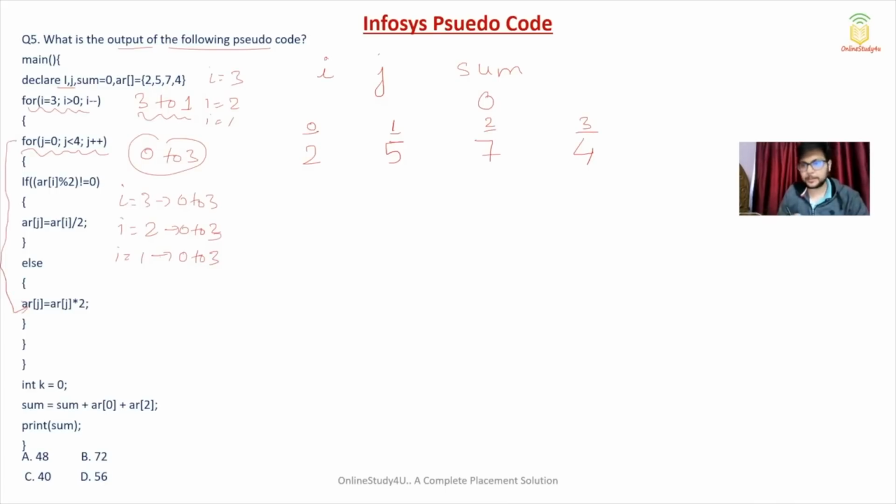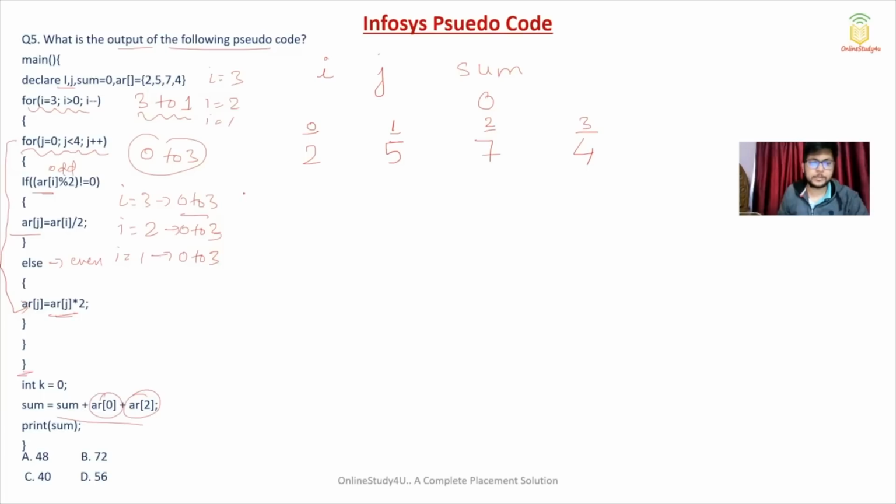The computation part is more in the inner loop for 0 to 3. And what is the computation part? If array of i mod 2 is not equal to 0, so basically, if array of i is odd, then do this. If it is even, then do this. Fine. And once we come out of the loop, we have to print the value of sum, that is array of 0 and array of 2.